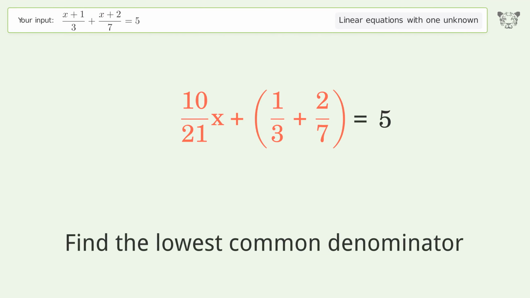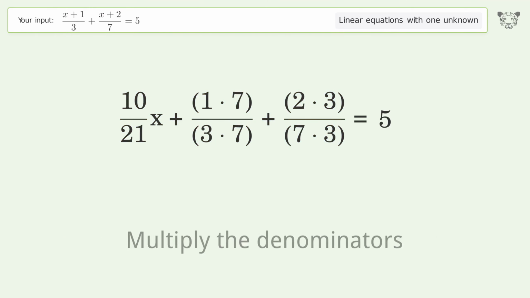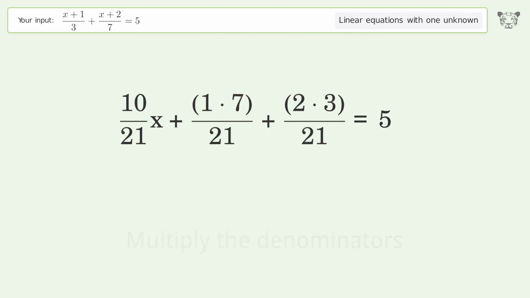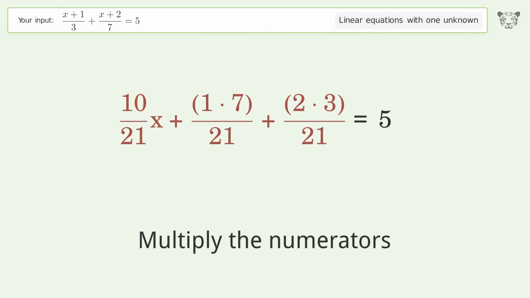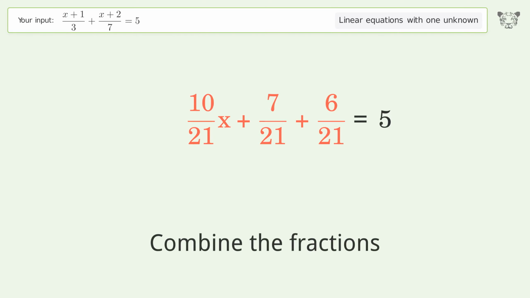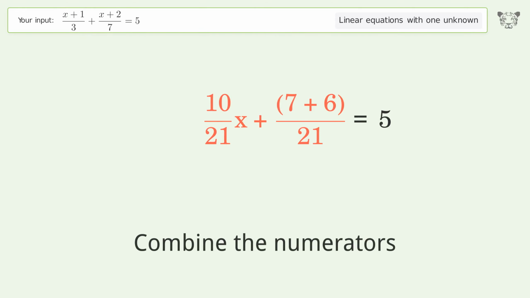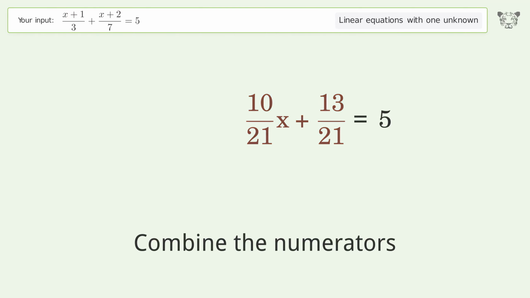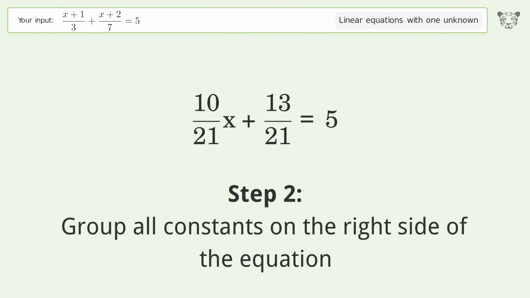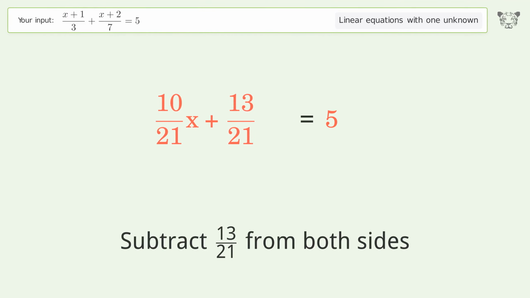Find the lowest common denominator. Multiply the denominators. Multiply the numerators. Combine the fractions. Combine the numerators. Group all constants on the right side of the equation. Subtract 13 over 21 from both sides.